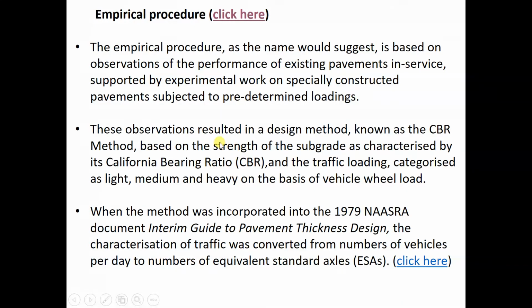The empirical procedure, as the word suggests, is based on the observations of performance of existing pavement in service, supported by experimental work on specially constructed pavement subject to predetermined loading. You do things empirically. It means that you do some experiments, some lab work, observations, and you get results from the experiment data. So it's an observation of the performance of existing pavement.